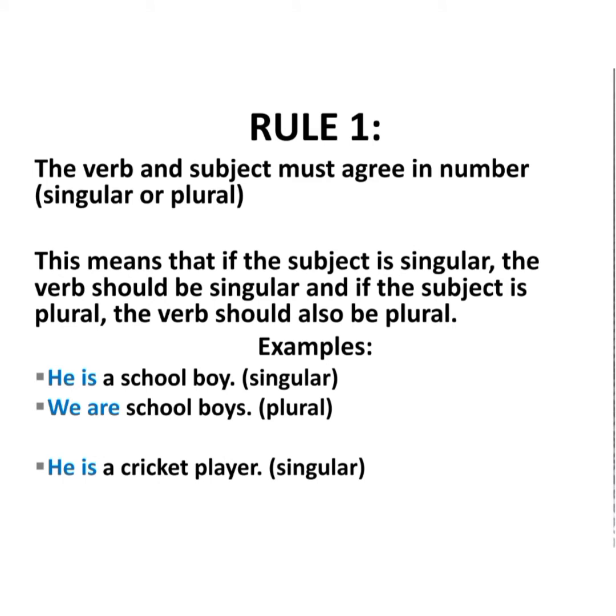He is a cricket player. Same thing, he is singular subject, so it must be followed by singular verb is and not are. They are cricket players. Since they comprises of more than one person, it is plural. Therefore, it must be followed by what? Plural verb. Moving on to rule number 2.